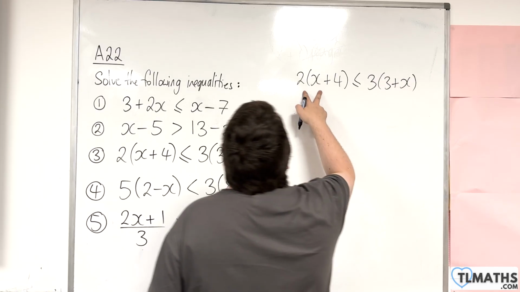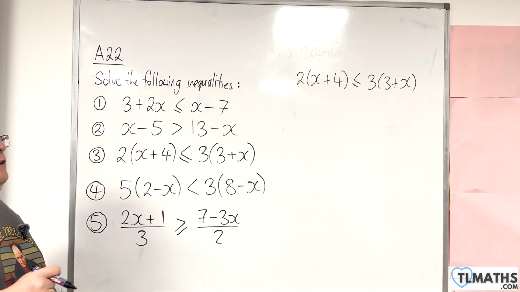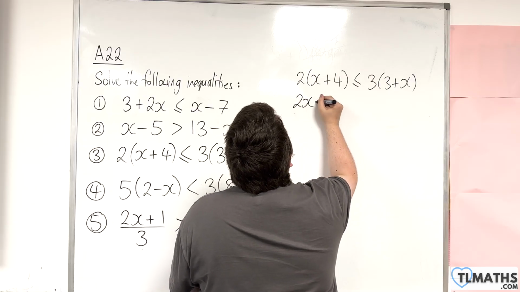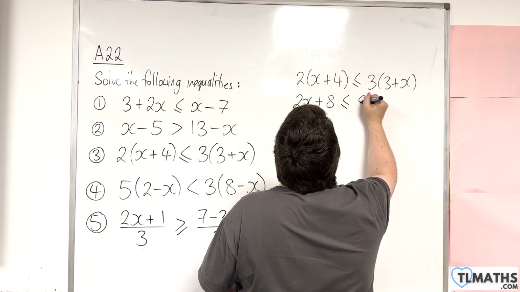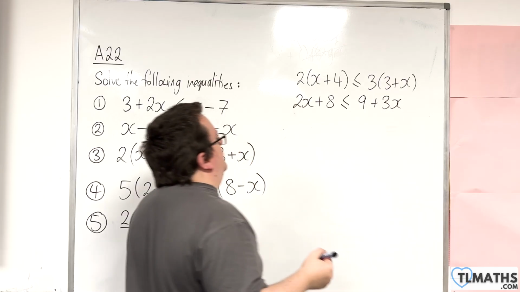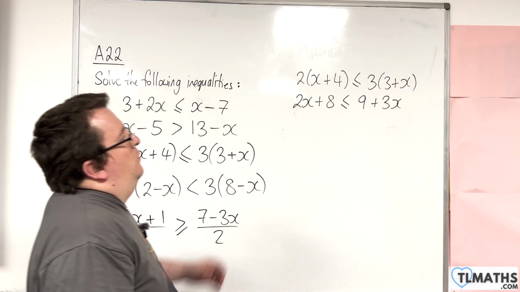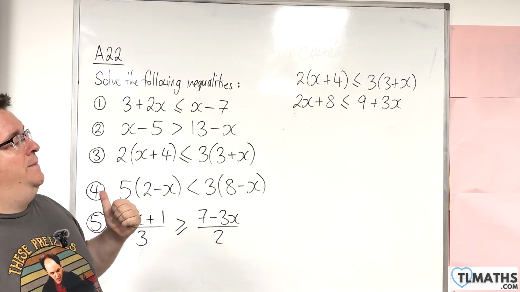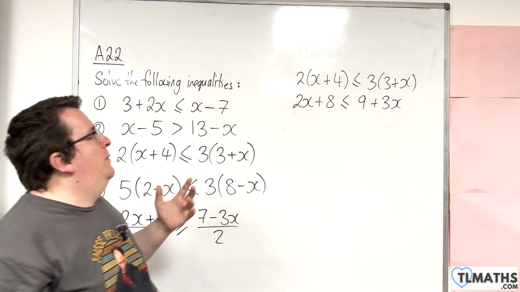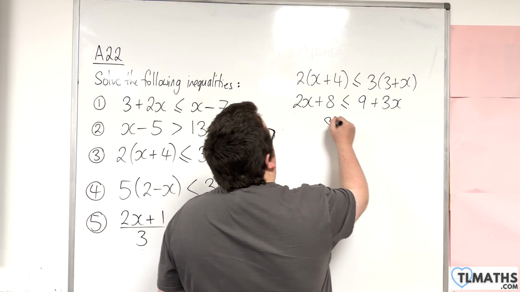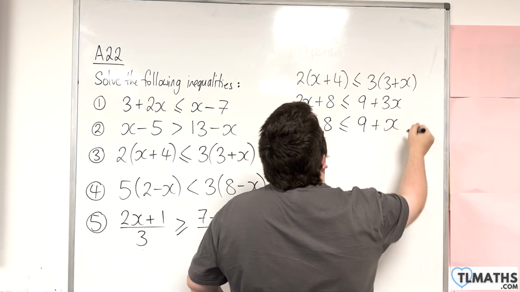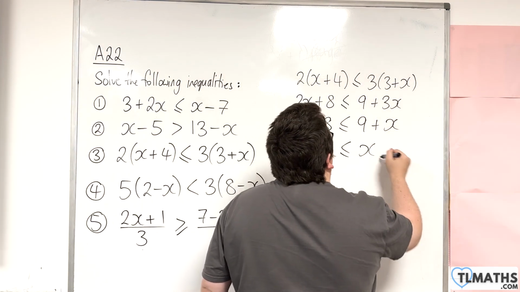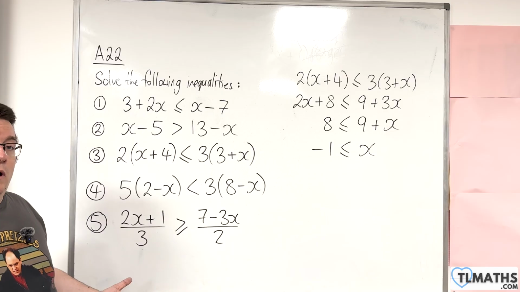So number 3, we have 2 lots of x plus 4 is less than or equal to 3 lots of 3 plus x. Let's expand the brackets. So we'll get 2x plus 8 on the left-hand side and 9 plus 3x on the right-hand side. Now, I could, as I said before, subtract 3x from both sides to get the x's on the left-hand side, but that doesn't really speed me up anyway. So I'll subtract 2x from both sides to get that, and then subtract 9 from both sides to get this. Now, x is greater than or equal to minus 1.